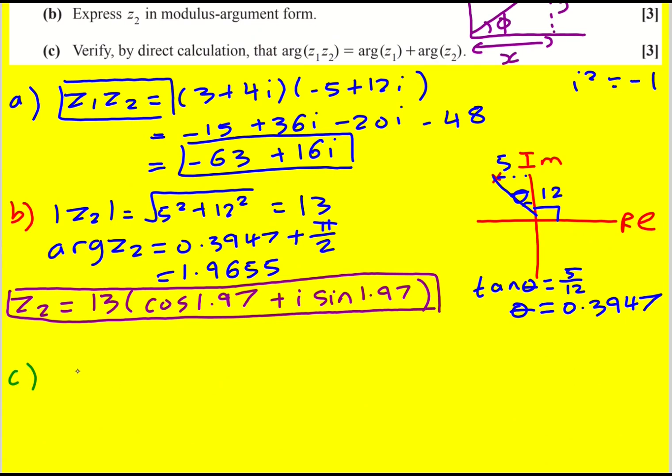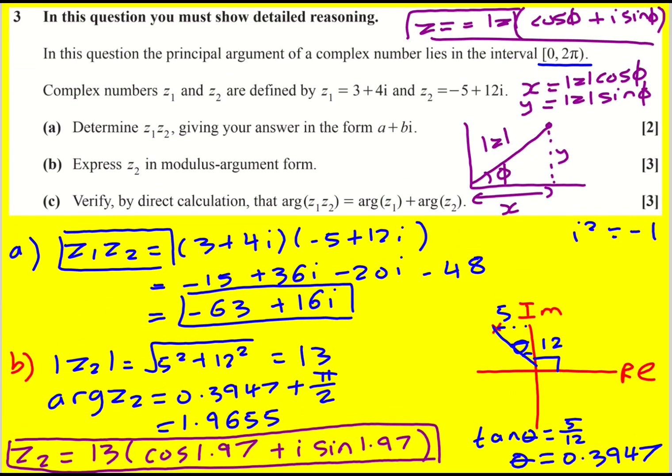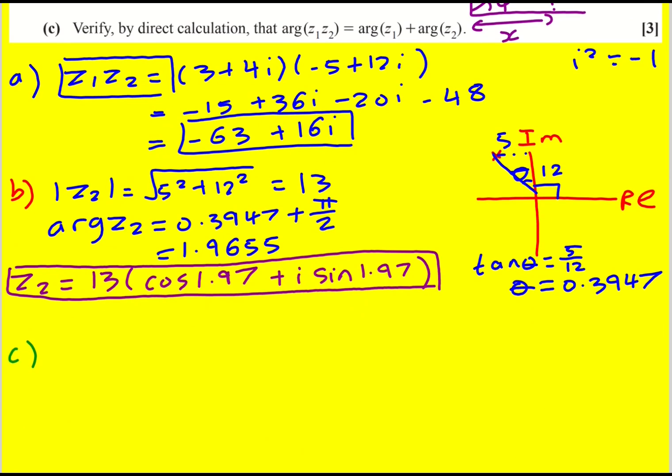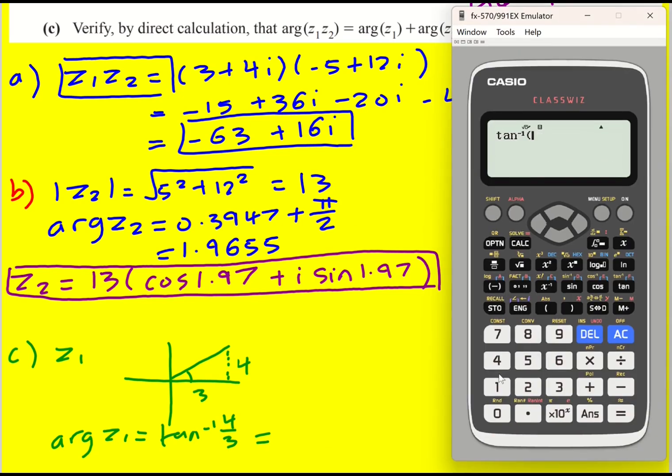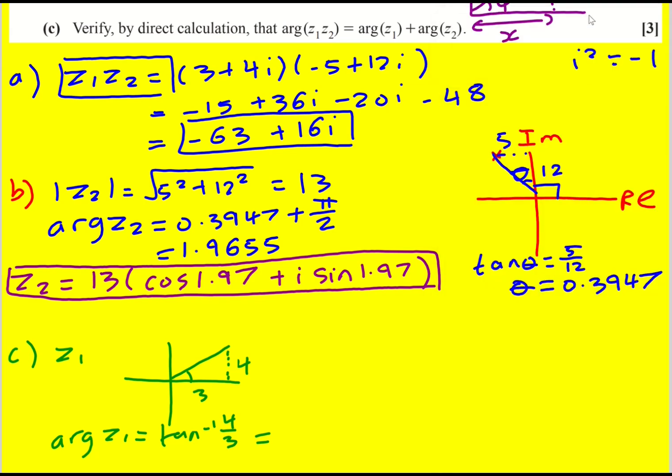Okay, well, let's work on the argument of Z1 to start with. We've got the argument of Z2. So for Z1, we have 3 plus 4i. So we can represent it like that, which means the argument of Z1 is going to be inverse tan of 4 over 3, which gives me 0.9272.